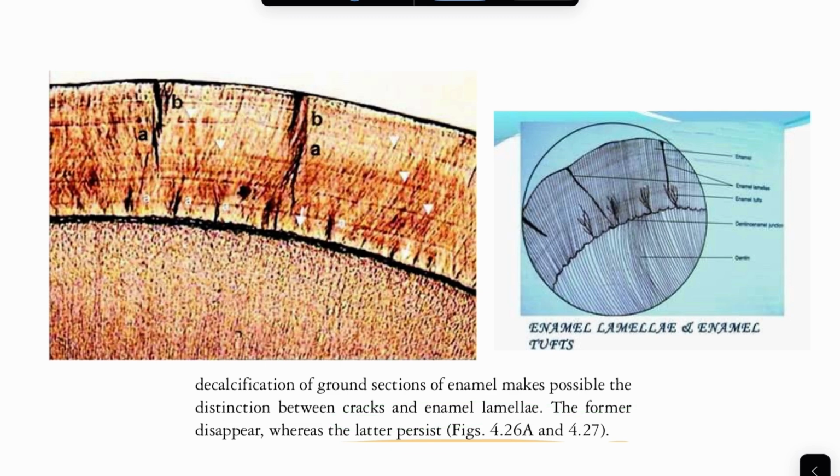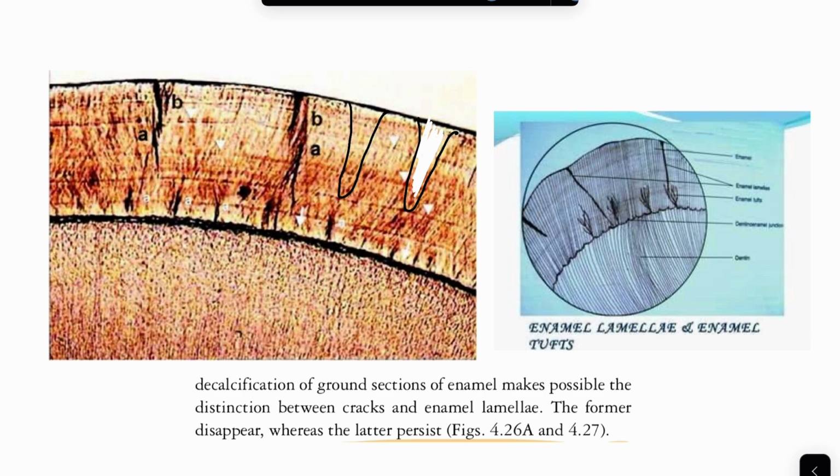So what I told you, that enamel lamellae and cracks look very similar. So how do we distinguish? Let's just say this is a crack and this is a lamellae. My crack has nothing in there. It's empty space. But enamel lamellae will have some organic material in here. So how do I distinguish between this? What will I do? I will decalcify the tissue.